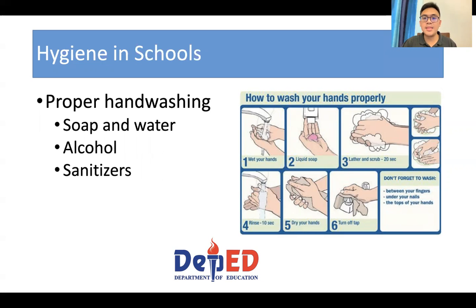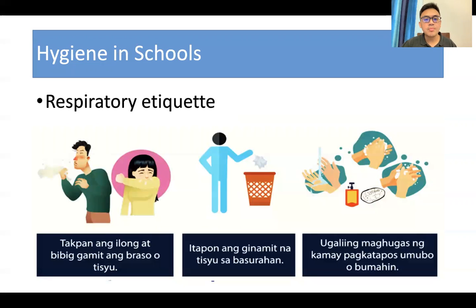So the usual recommendation for hand washing is that it should last for 20 seconds, and you should be able to clean the areas between your fingers, under your nails, as well as the tops of your hands, or the dorsum of your hand, so that you can wash out the possible infectious agents there.